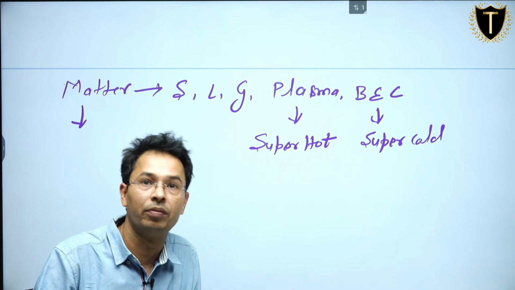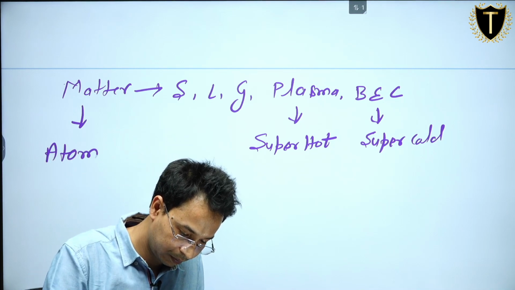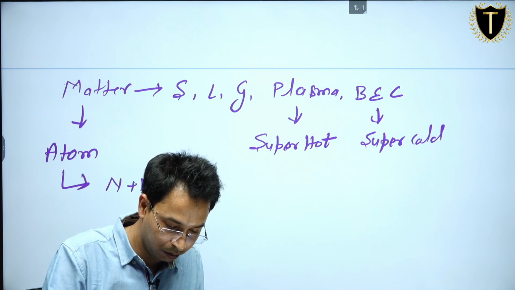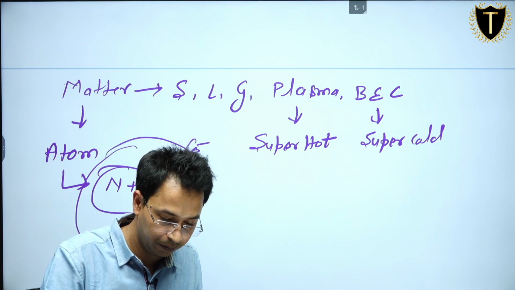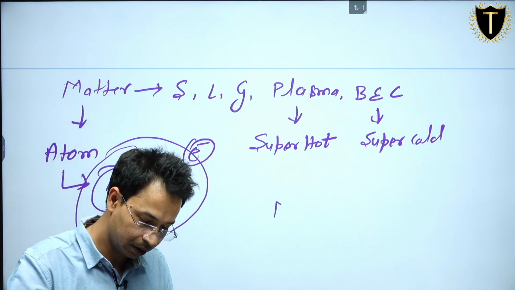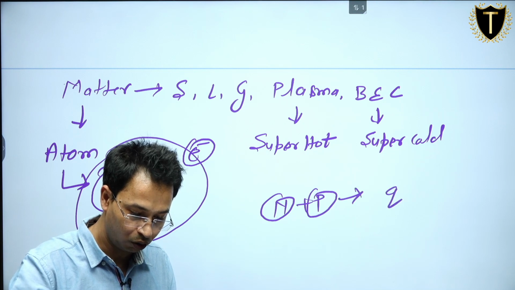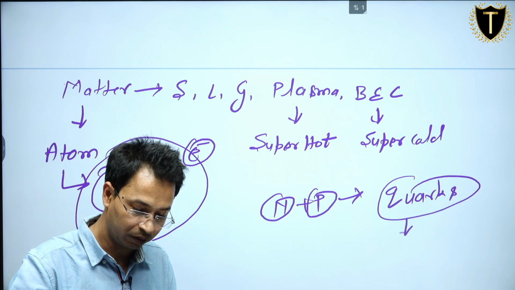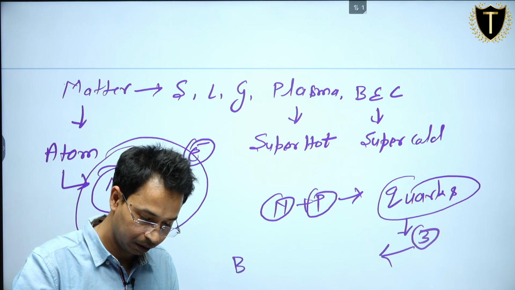and this matter is made up of atoms, and these atoms are made up of the neutron, proton in the nucleus and electron in the orbits. These neutron and protons are made up of quarks. Anything that is made up of 3 quarks is known as Baryonic matter.